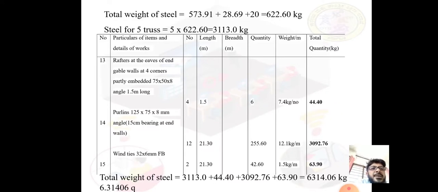And next one is wind ties. We have to use 2 numbers. So each has 21.3 meter on both sides. So total length becomes 42.60 and weight is 1.5 kg per meter. So total we got 63.9 kg of weight. So if we add all the weights for item number 1, we get 6314.06 kg of total weight of the steel. So that becomes again 6.3 quintal of weight.